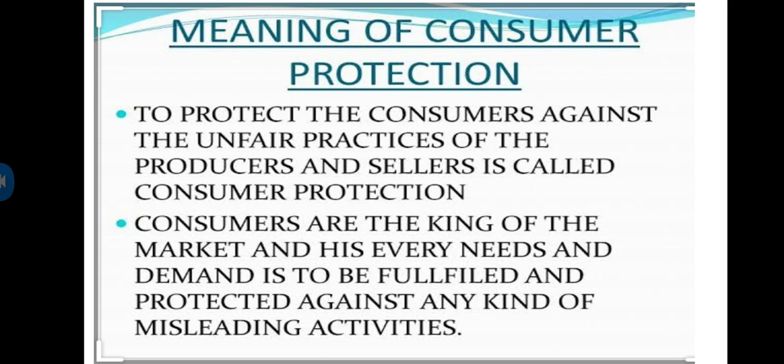This is also an illegal activity, and for this purpose there are some rules for consumer protection. Consumers are the king of the market, and every need and demand of theirs is to be fulfilled and protected against any kind of misleading activities. That's why this Consumer Protection Act came into existence.